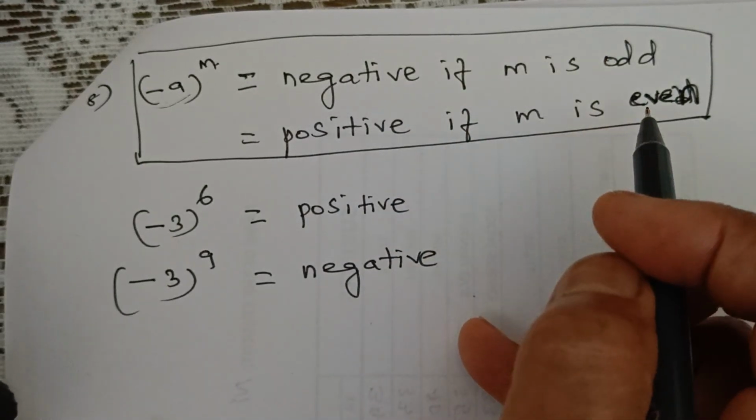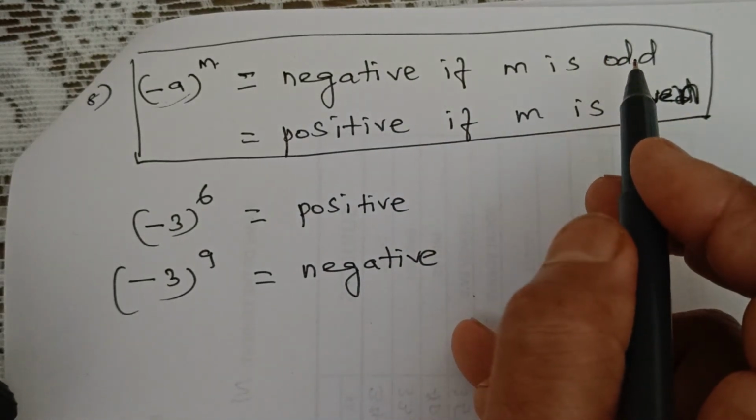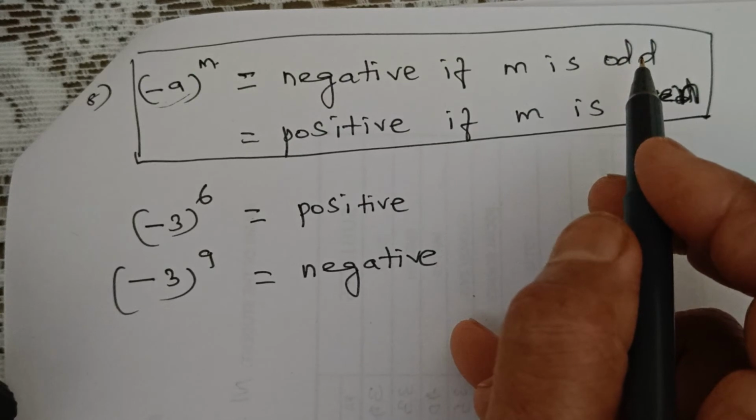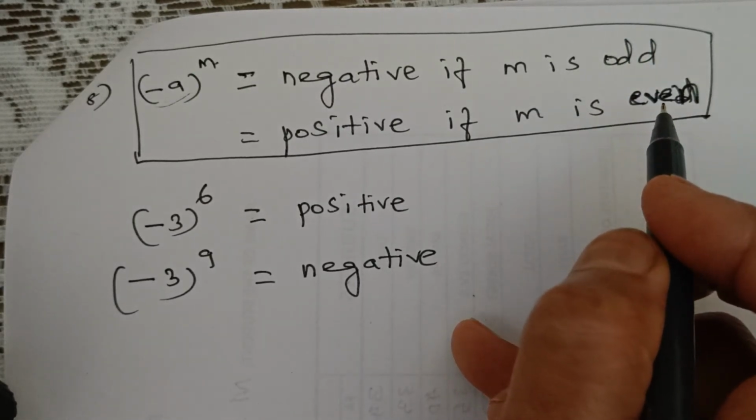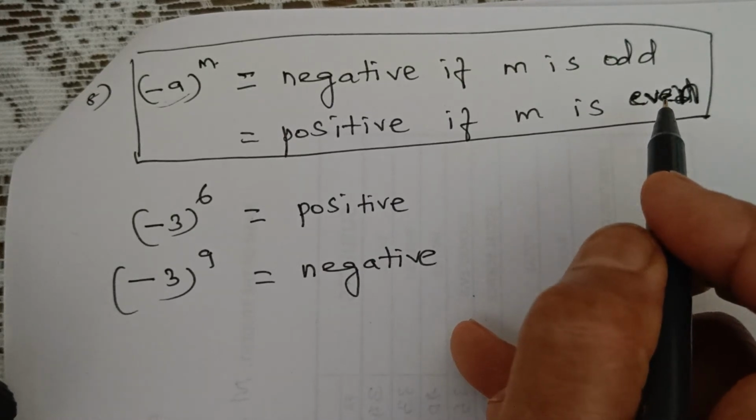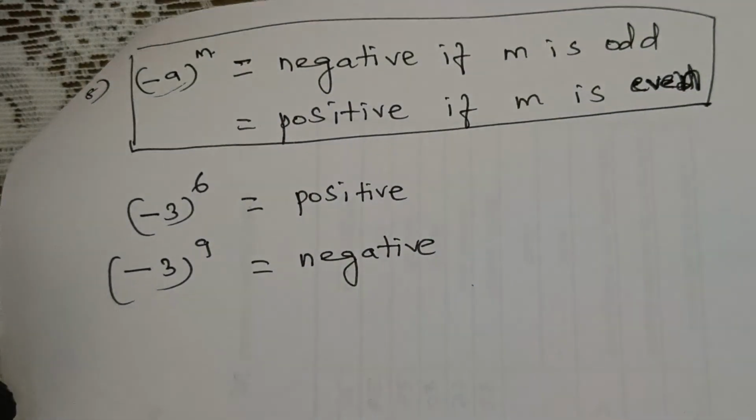What do you mean by odd and even? We know very well, odd numbers end with 1, 3, 5, 7, 9, and even numbers end with 0, 2, 4, 6 and 8. Let us see an example.